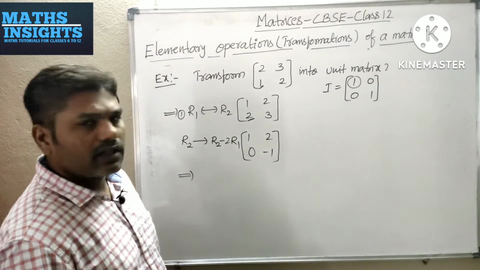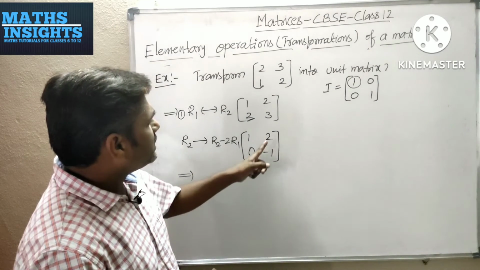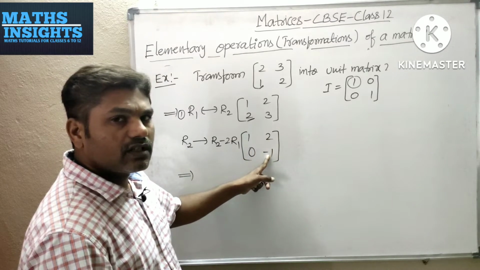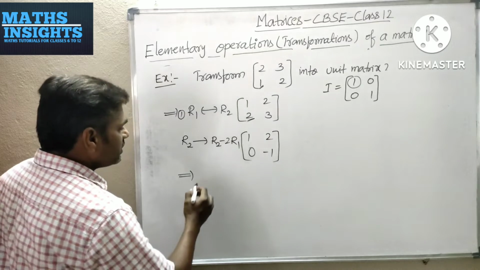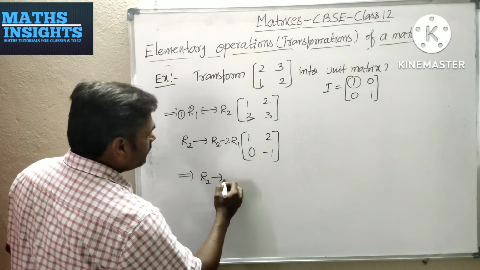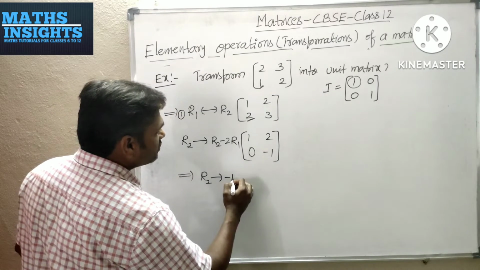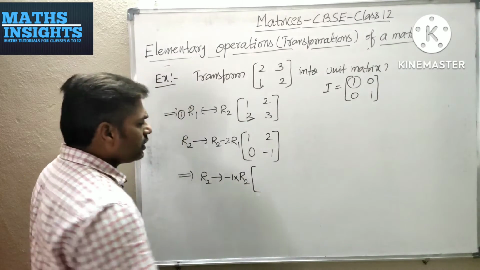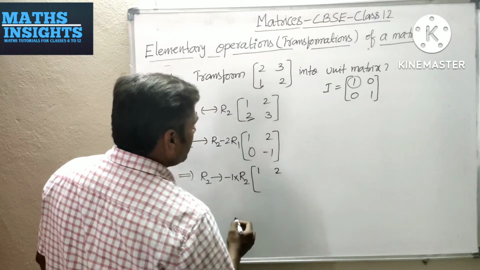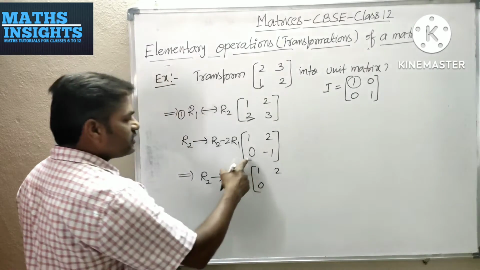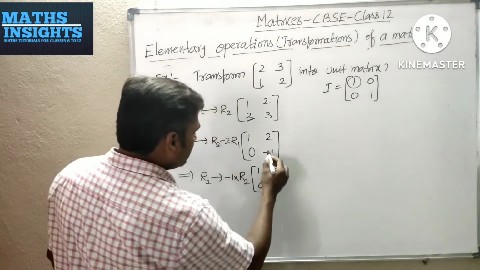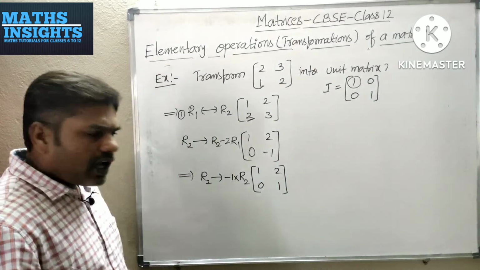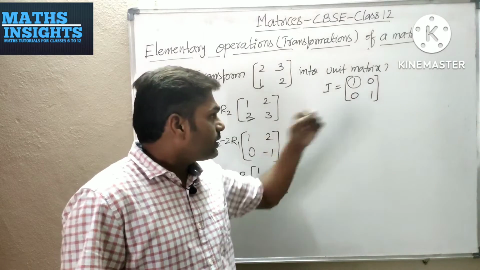Next one, what is my aim? I want to get 0 here, and here I want to get plus 1, so in the place of R2, I am multiplying minus 1 into R2. So row 1 is as it is, 1 2. See, if you multiply 0 with minus 1, you will get 0 again. And minus 1 into minus 1 will become plus 1. I am approaching this matrix.